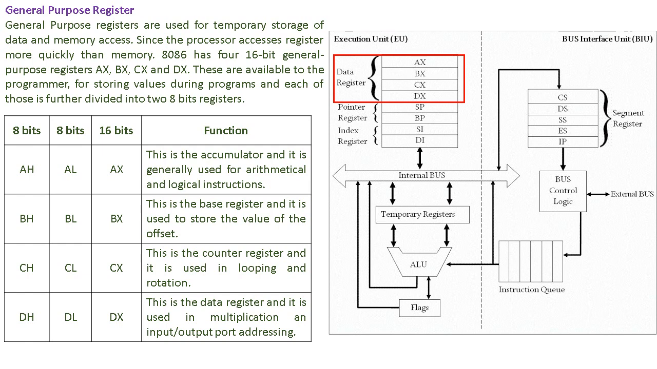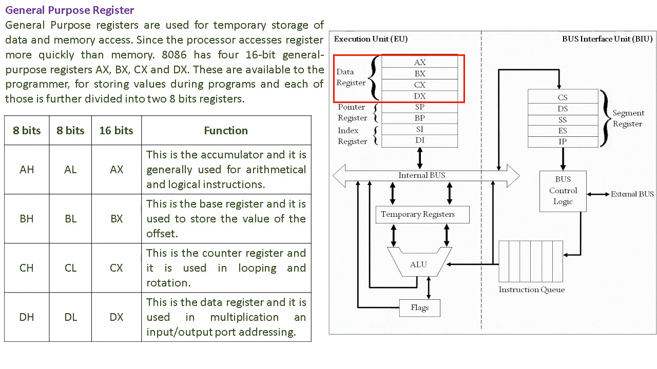We can observe at our right in the diagram the red color border, that is the data register, that falls under the execution unit head. You can observe there are 4 registers: AX, BX, CX and DX. These 4 registers together are known as the data register. So these are the general purpose registers. I have drawn a table.